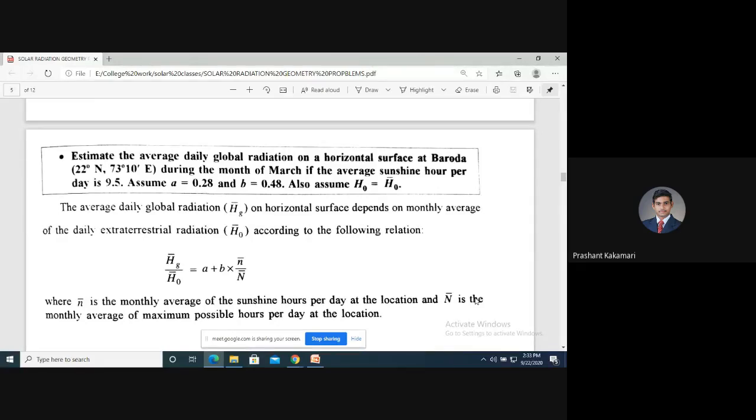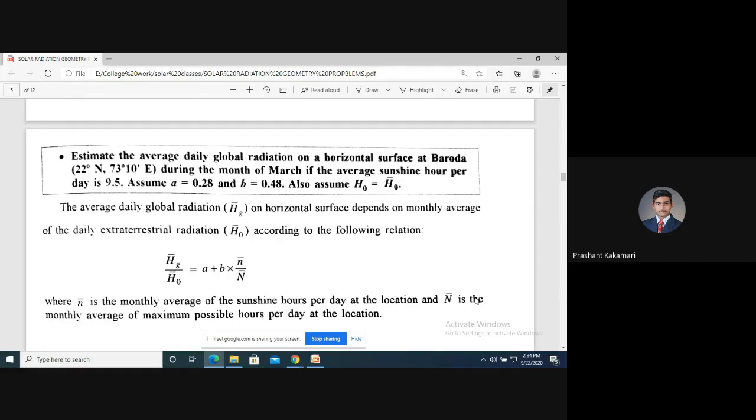So all of you can see the problem, I think. Here they have given the place, Baroda. On a horizontal surface, they have taken the readings, where the location is 22° north. So 22° north is the latitude. Angle phi is given here directly. Then 73°10' east is the longitude. That is also given as far as the location is concerned.